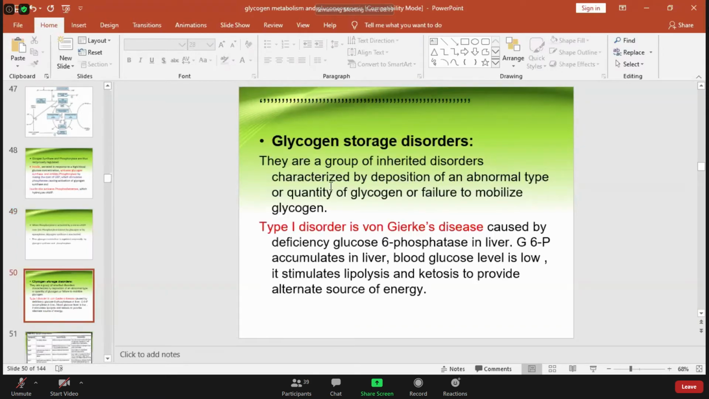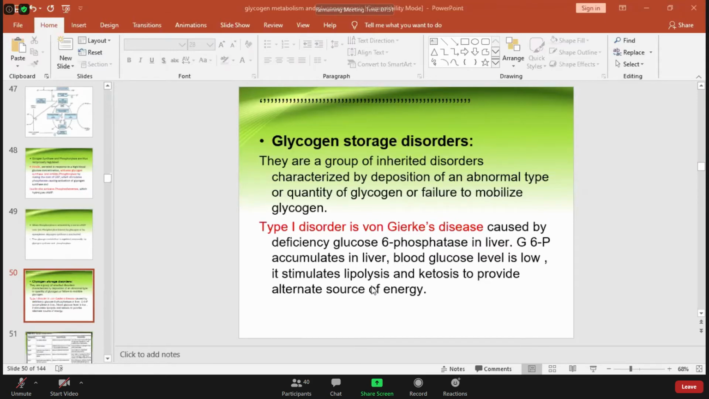I had just introduced glycogen storage disorders for you. Of these, from the examination point of view, it is Von Gierke's disease which is important, but from the patient point of view, types 2 and 4 are important because they are fatal. Type 1 disorder, or Von Gierke's disease, is caused by the deficiency of glucose 6-phosphatase in liver. Glucose 6-phosphate accumulates as a result.